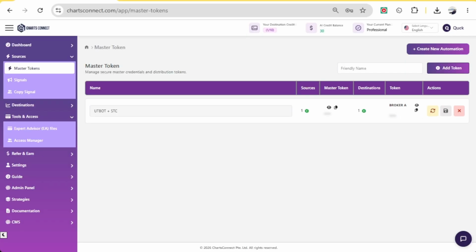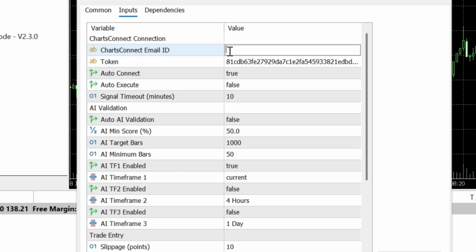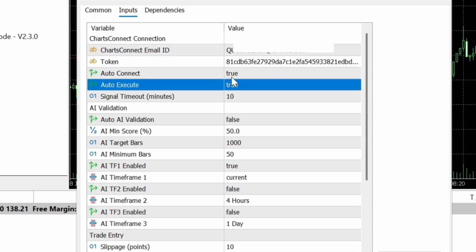Now let's go back to MT5. Paste the destination token over here. Input the email that you used to open your ChartsConnect account. Select Auto Connect. For Auto Execute, select True if you want all the signals to be automatically executed. If you do not want this option and you want to have manual overriding, just click False. You can also validate all the trades by using AI validation. You can select True. The EA will auto-validate all the entries with its AI technology, looking at past charts, indicators, market news, and social chatter to give it a probability score. So you can also set it to enter the trades if the score is above 50%. For this example, I will not activate this option.